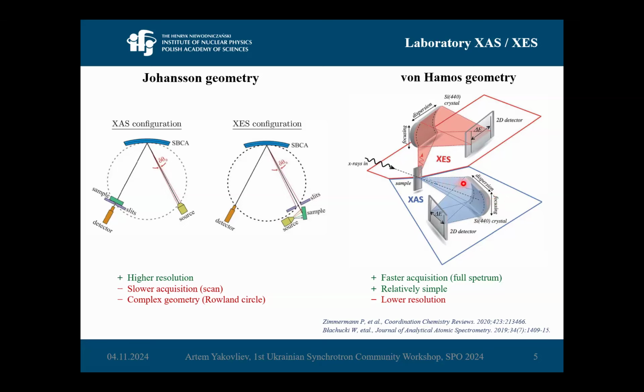And for the X-ray emission spectroscopy, you have a similar situation. You just rotate this setup and you collect emitted light from your sample. And in this case, you usually have faster acquisition time. This setup is relatively simple to make, but it has a lower resolution than Johansson geometry.